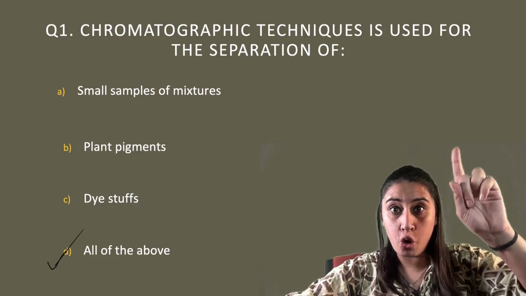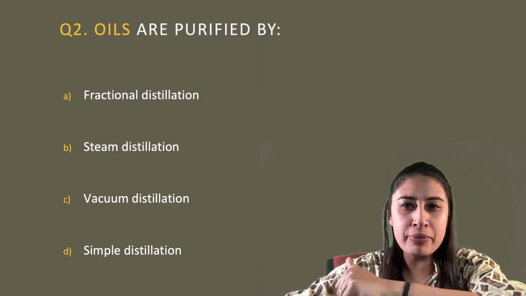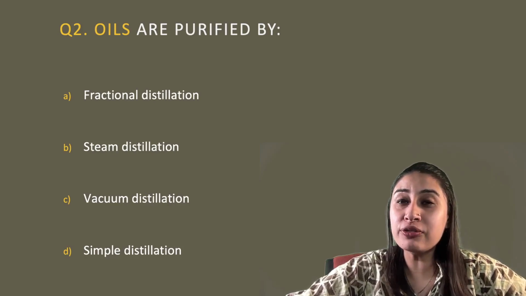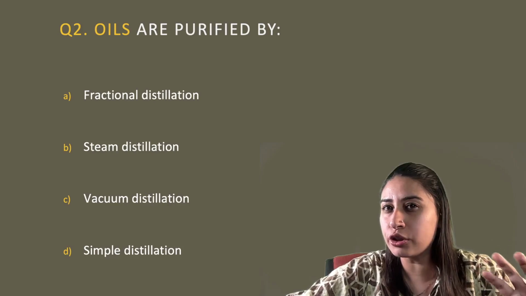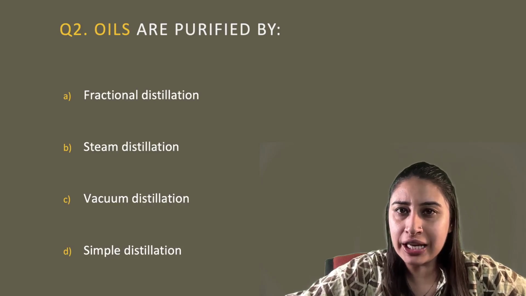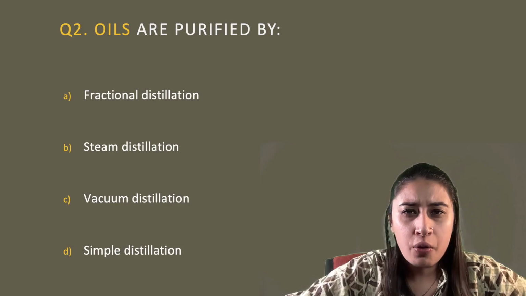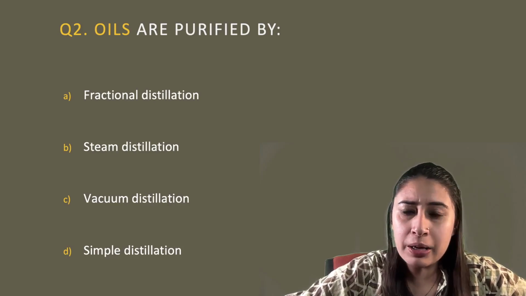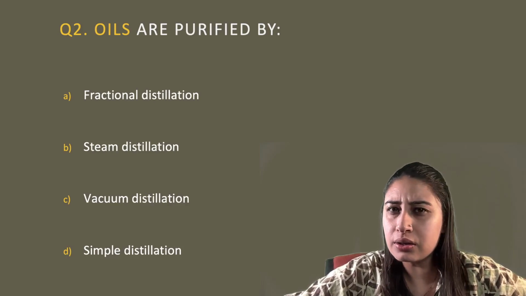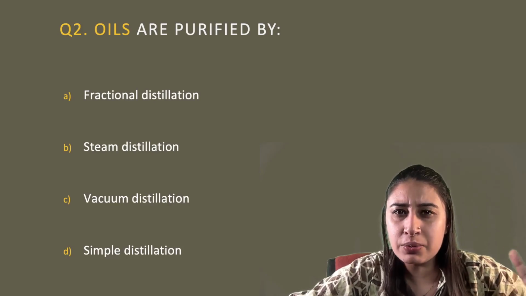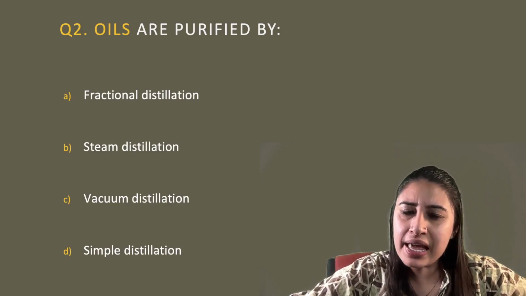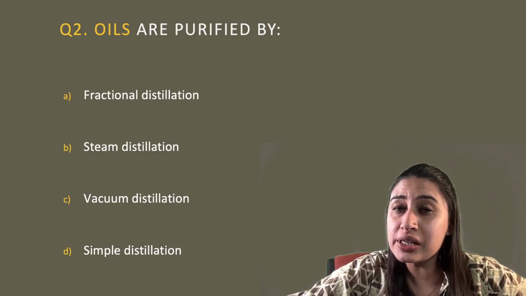Question number 2 on your screens now. Oils are purified by. So now the body of the question might change, but the soul of the question will remain the same. See, there are different types of distillation. What are the different types of distillation? One is a simple distillation. When the difference in the boiling point is appreciable, we make use of the simple distillation. What should be the minimum difference between the boiling points? Around 15 degrees Celsius plus. If it is less, then we may use fractional distillation.